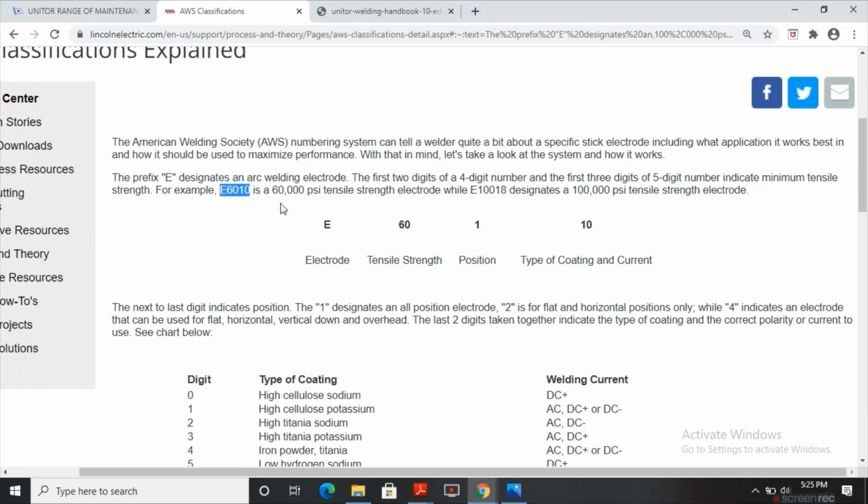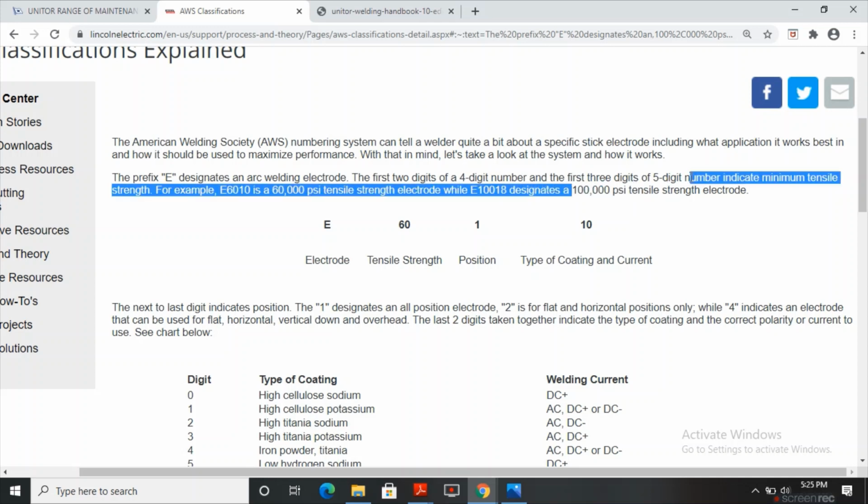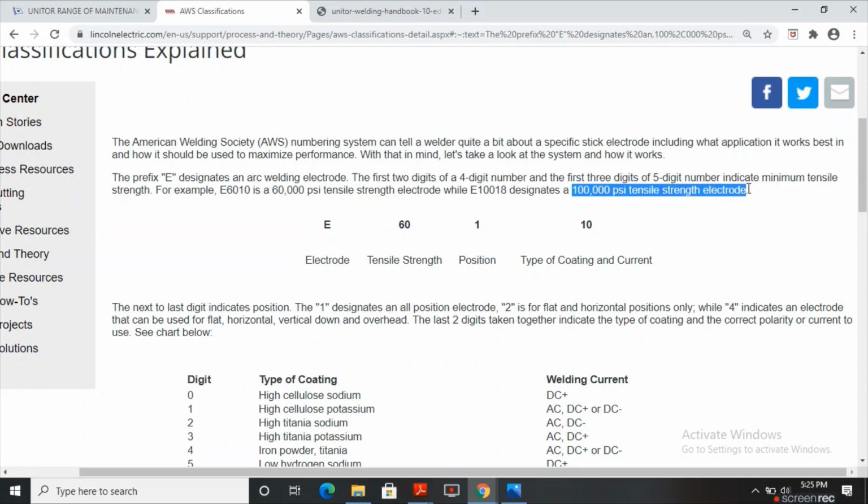For example, E6010 is a 60,000 PSI tensile strength, while E10018 designates a 100,000 PSI tensile strength electrode. So if it is 6010, then it is 60,000. The first 2 digits multiplied by 1,000 will give you the minimum PSI tensile strength.